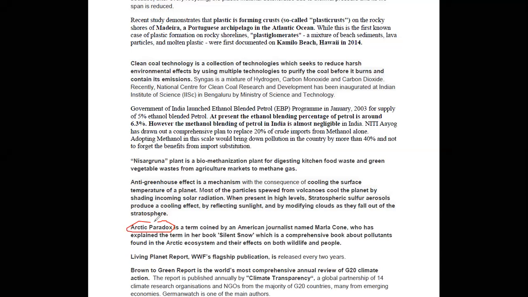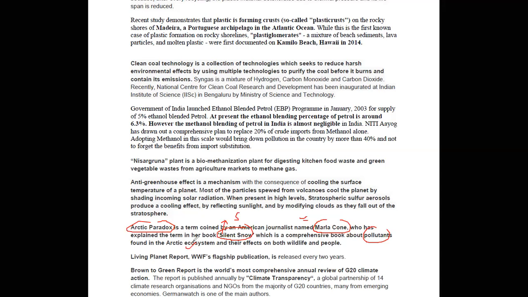Arctic paradox is a term coined by the American journalist Marla Cone, who has written it in a book, Silent Snow, which is a bestseller and has got 5 stars out of 5 in various reviews. It is talking about the pollutants, the different kinds of pollutants we are finding in the Arctic ecosystem. Because it is now a global common, everybody is coming with their waste. If they establish their bases, it will release a certain amount of pollutants. So the effect of these pollutants on the Arctic ecosystem and their effect on wildlife as well as people is the phenomenon of the Arctic paradox.